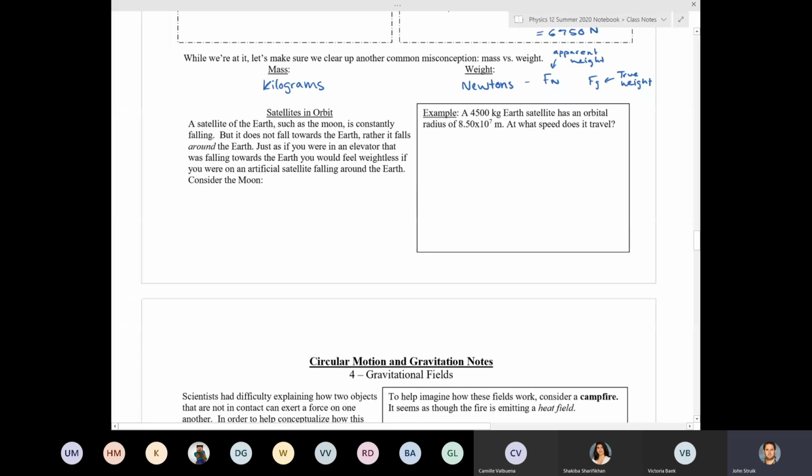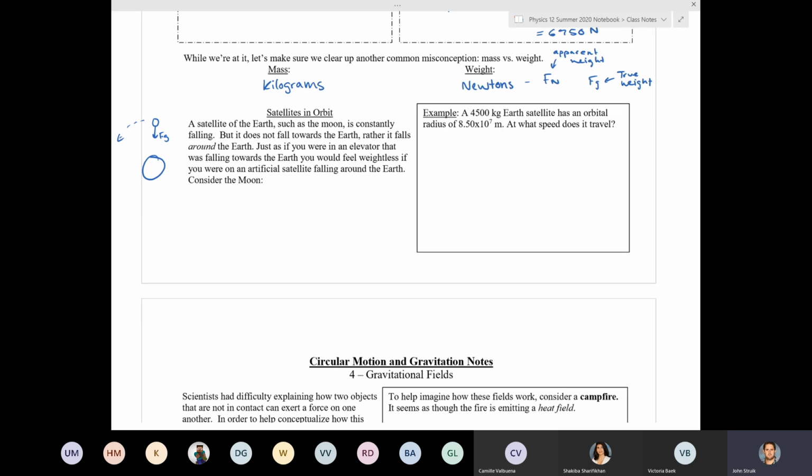So if you think about the Earth, here's the moon. Again, the Fg is going that way, so technically it's in free fall, but the moon is going this way. So it's falling sideways, sort of. I know that doesn't really make sense, but it's constantly in free fall would be a better term, but it does not fall towards the Earth, rather it falls around the Earth. We talked about this morning, just as if you were in an elevator that was falling towards the Earth, you would feel weightless. If you were on an artificial satellite falling around the Earth, you would also feel weightless.